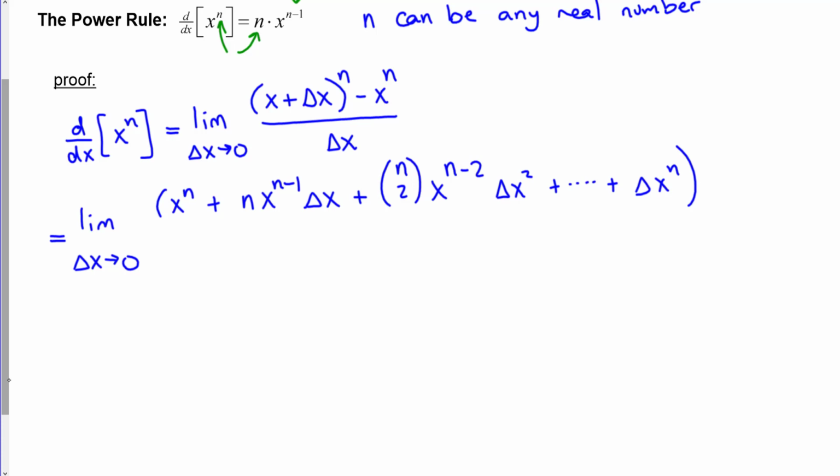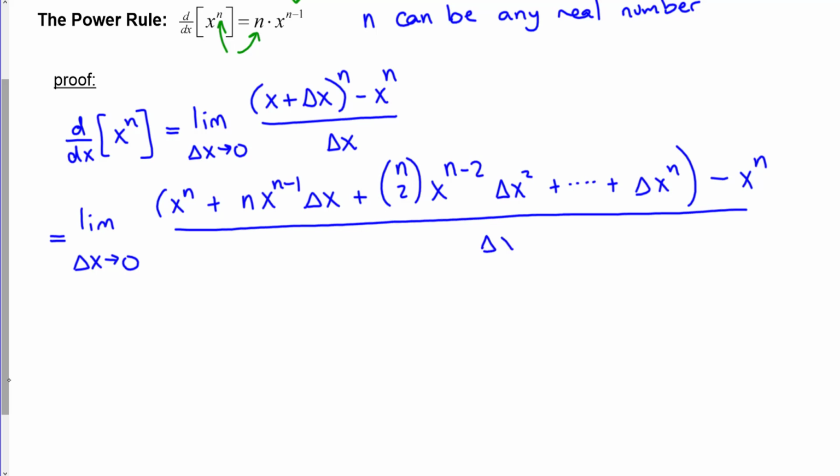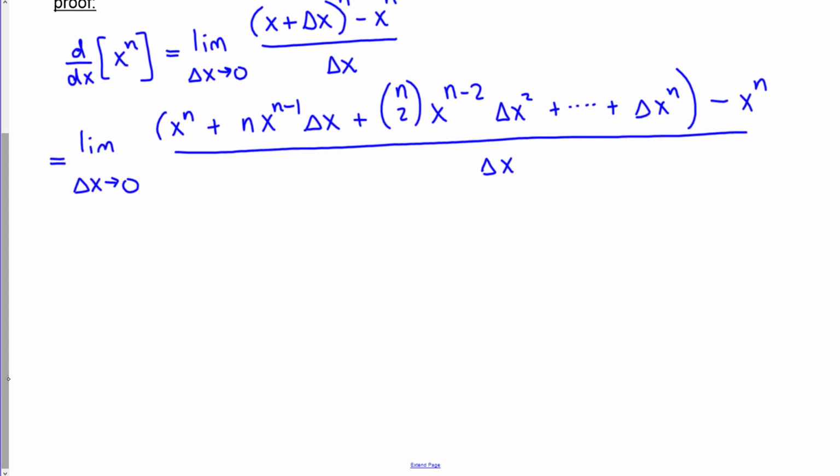Now, if we subtract x to the nth from that and divide by delta x, there are things that you can follow along here that happen in every single binomial expansion. So number one, if you'll notice, x to the n is positive over here and negative over here. Those cancel. That's simple enough to understand.